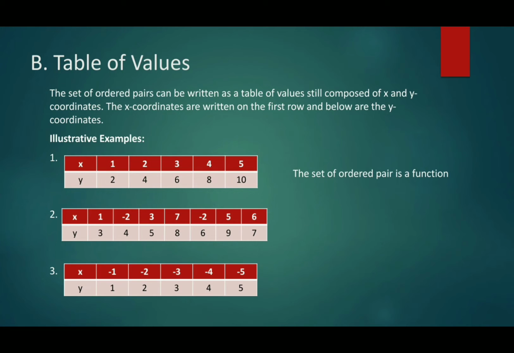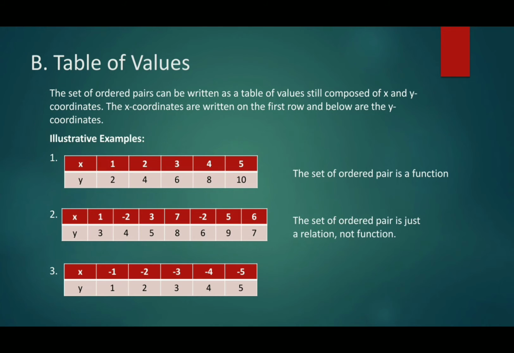Isang x, isang y, magkakaiba. Mamaya natin pag-aralan yung 1-to-1, 1-to-many, many-to-1. So, tingnan natin yung x, walang magkakapareha. So, it is considered as a function. Okay, number 2, yung x nila, 1, negative 2, 3, 7, negative 2, 5, 6. And yung y naman ay 3, 4, 5, 8, 6, 9, 7.